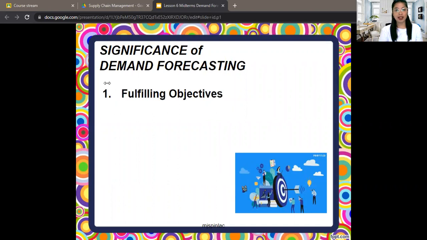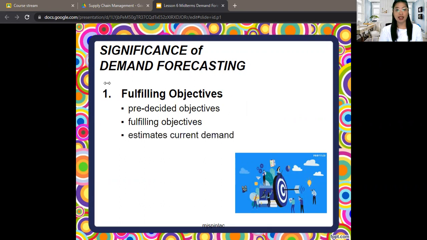Significance of demand forecasting. First is fulfilling objectives. This implies that every business unit starts with certain pre-decided objectives. Demand forecasting helps in fulfilling these objectives. An organization estimates the current demand for its products and services in the market and moves forward to achieve the set goals.